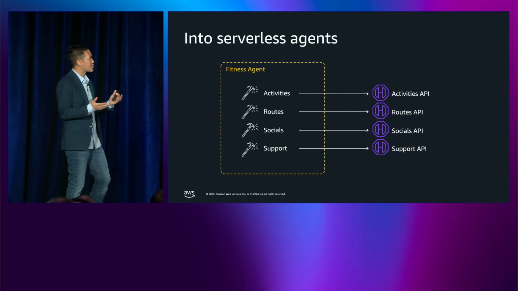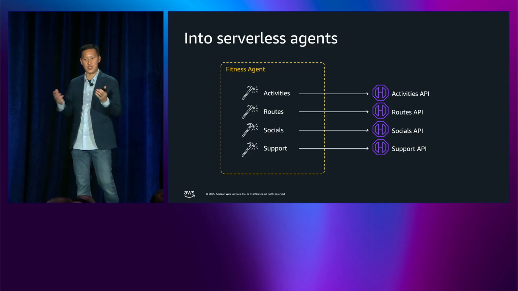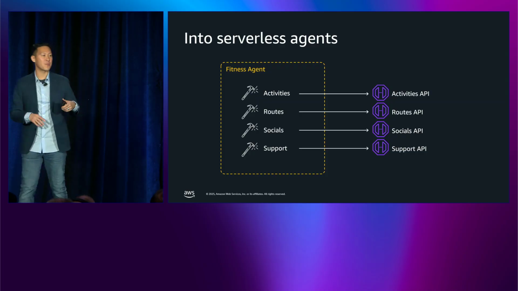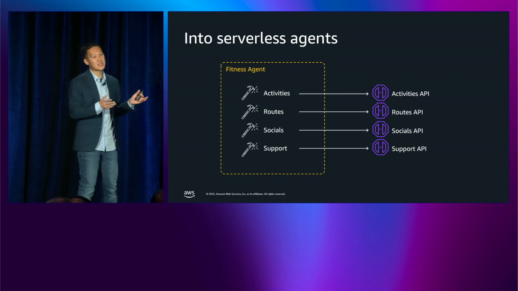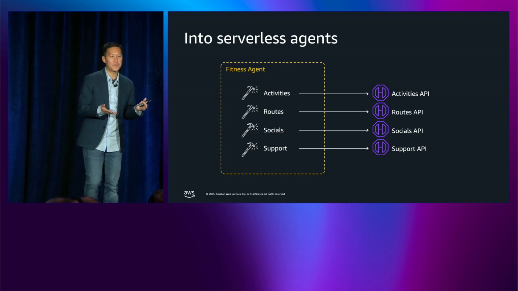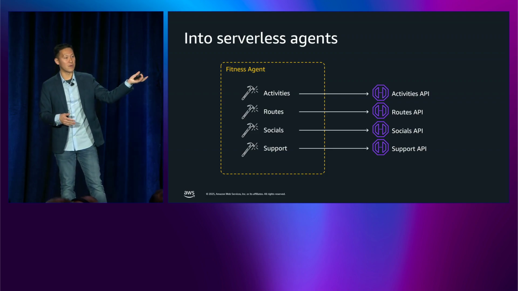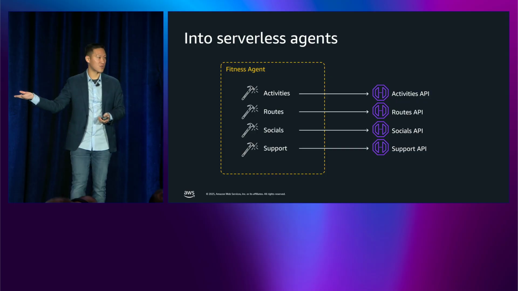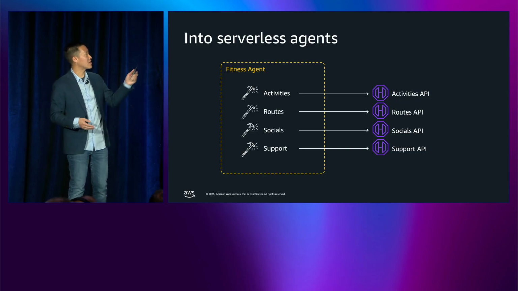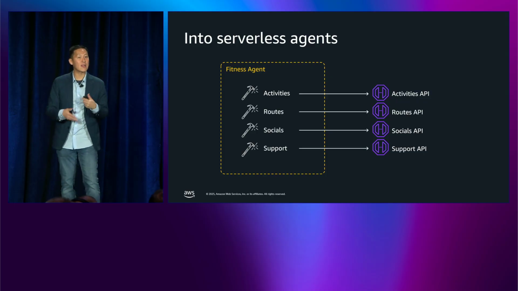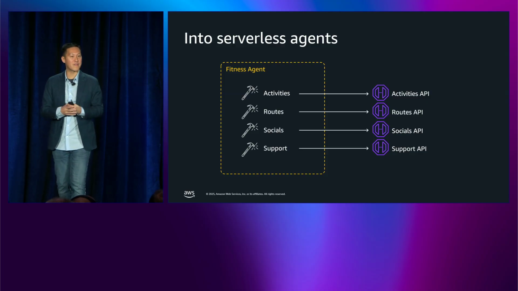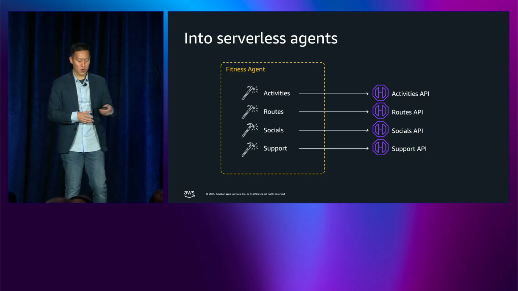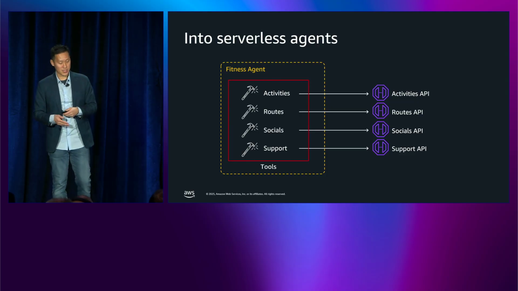So within our agents, now we're going to build this agent using an agentic framework. We have an ability to then create and define what we call tools. The simplest way to think about this is a tool is just another function that we're going to annotate as a tool, and we're going to then call our different serverless APIs. So the activities, route, socials, and support API that we already have for our serverless fitness application, we're just going to essentially wrap it in a function and annotate it as a tool. So these are the tools that we're going to be able to create.